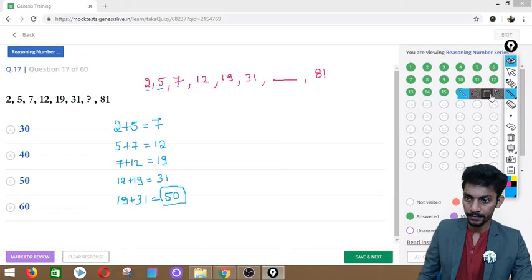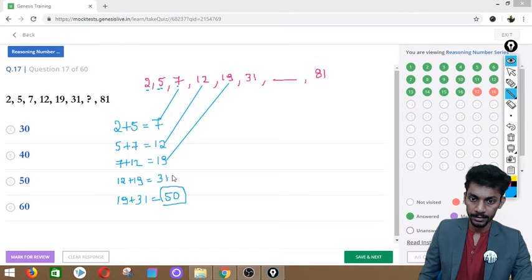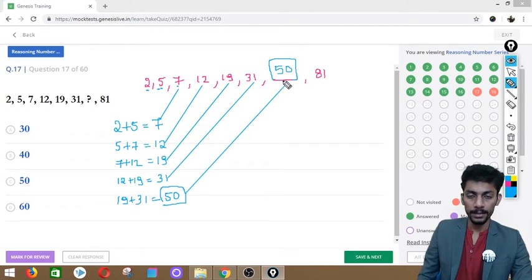Okay, so this 7 is here, this 12 is here, 19 is here, 31 is here. The last answer will be 50. That is the answer, 50. That is option C. Here, next one.